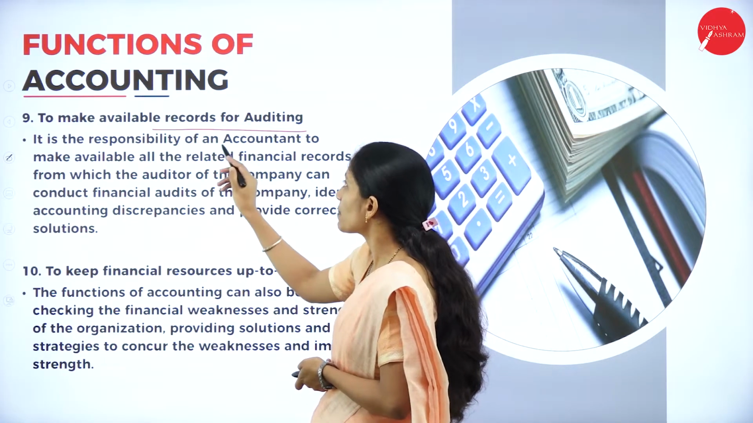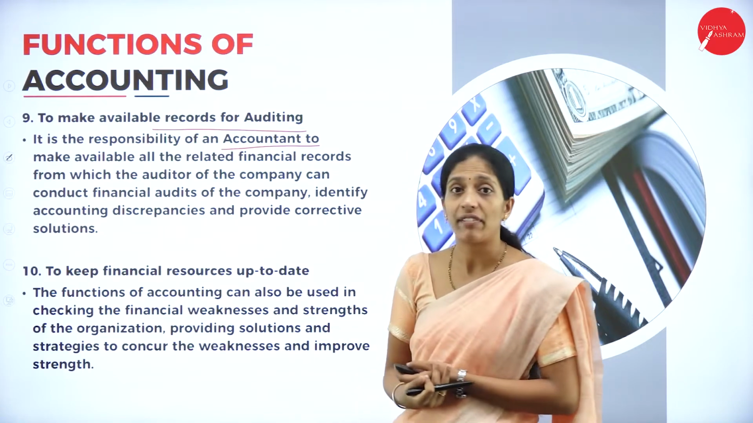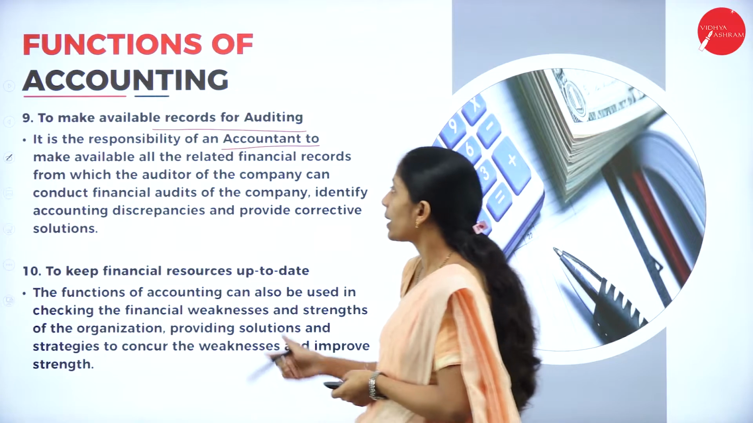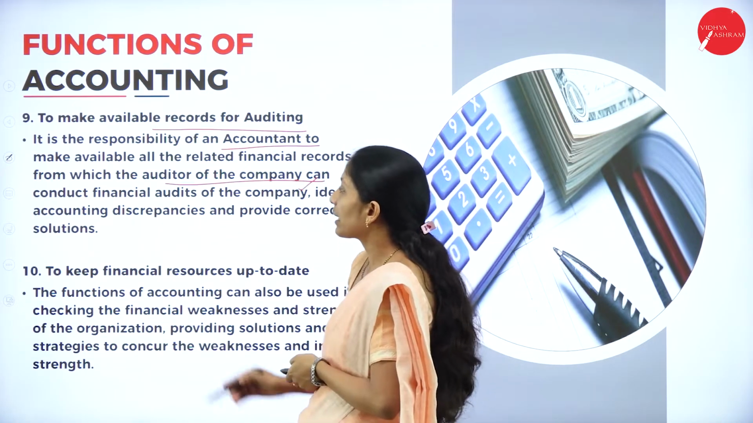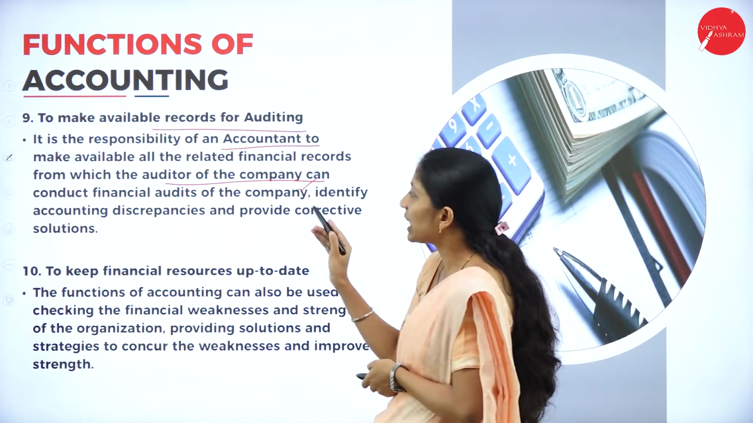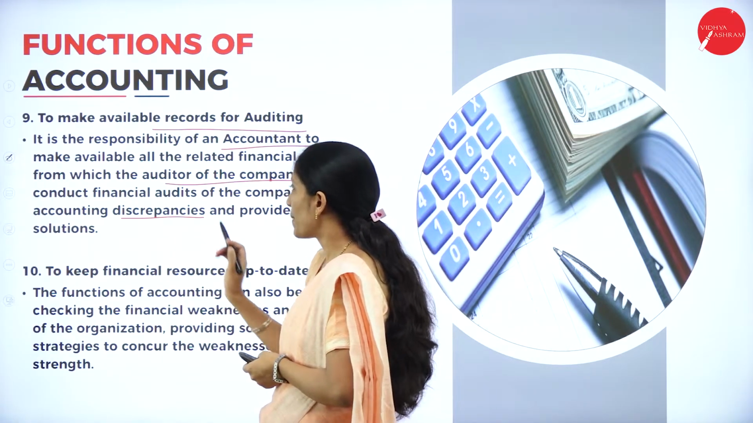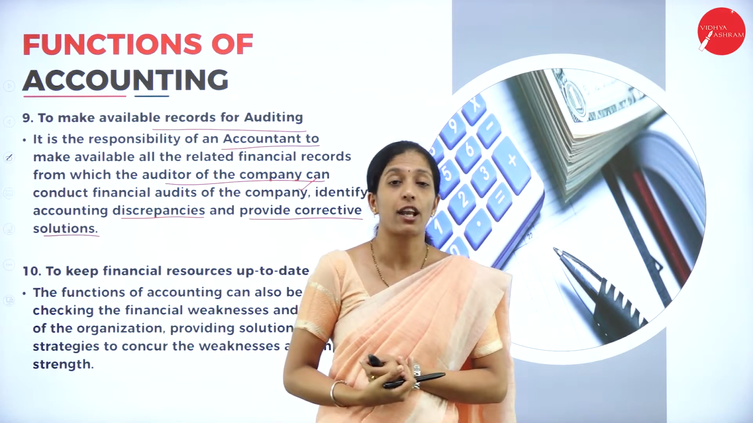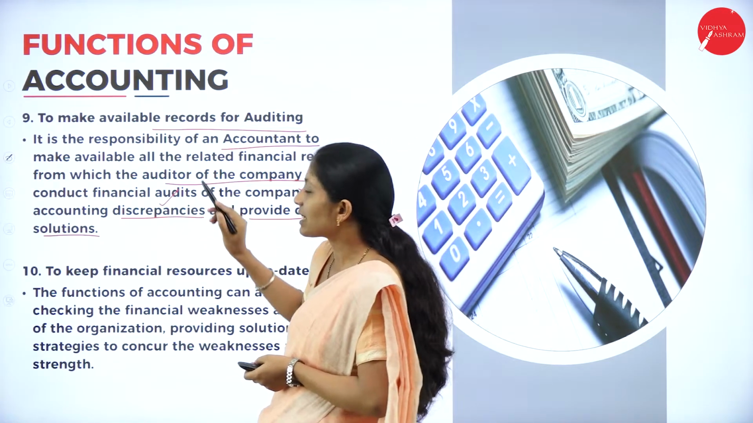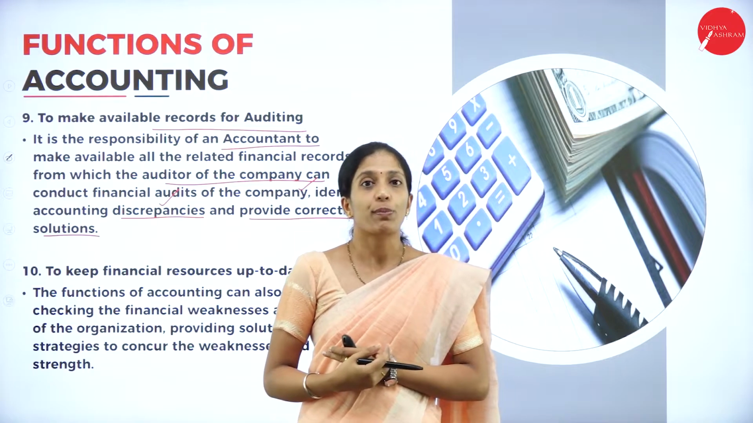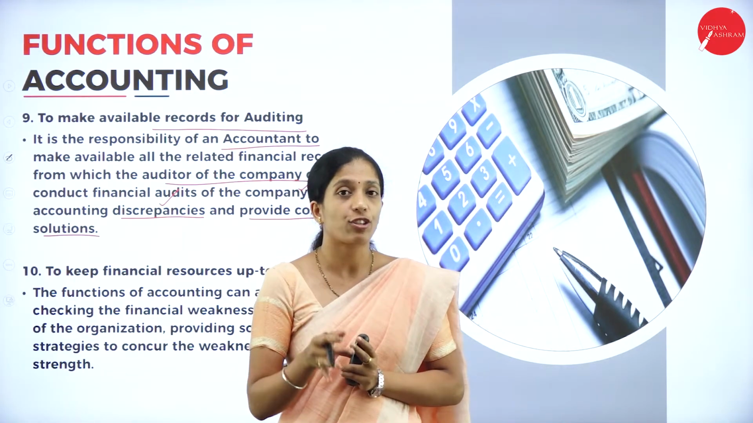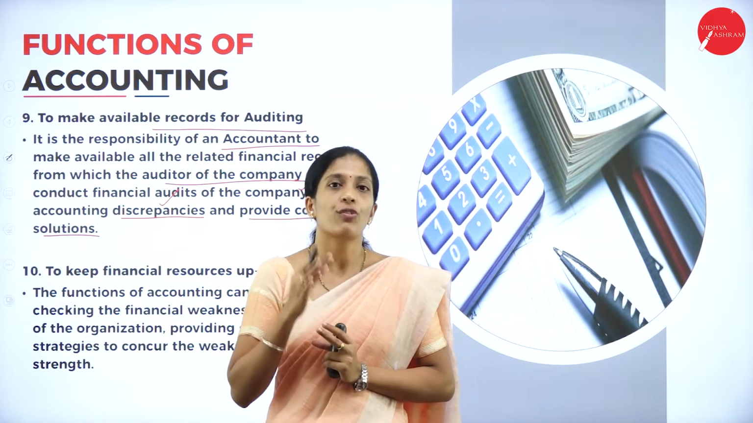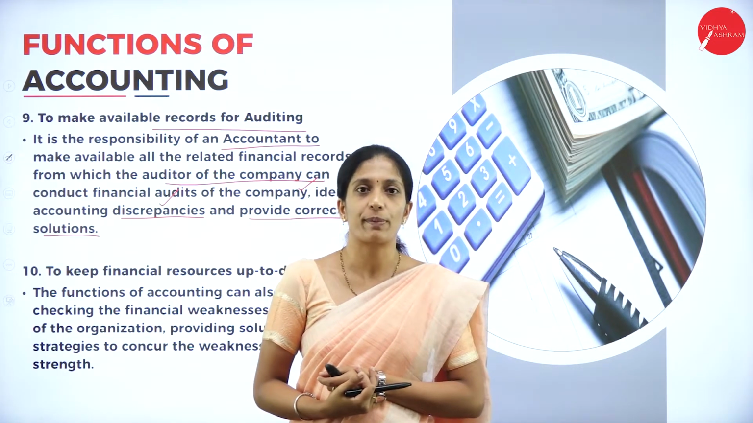So it is the responsibility of an accountant to make available all the needed financial records from which the auditor of the company can conduct financial audits of the company, identify accounting discrepancies and provide corrective solutions. So corrective solutions can also be taken, and if there are any changes that have to be made, or any difficulties that have to be faced, or if any information is not sufficient, proper measures can also be taken.